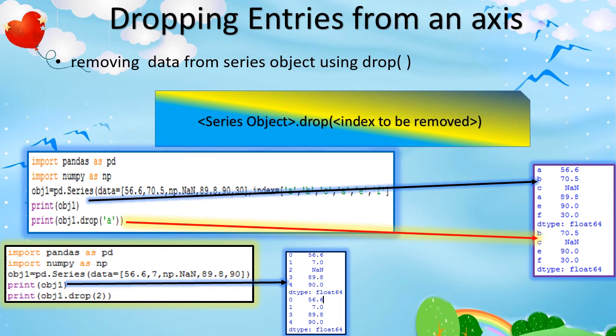And next, obj1 dot drop of 2 is given, so the second position data is removed from the series object. So in the first one the index label is mentioned, and in the second one the index position is mentioned to remove the elements.